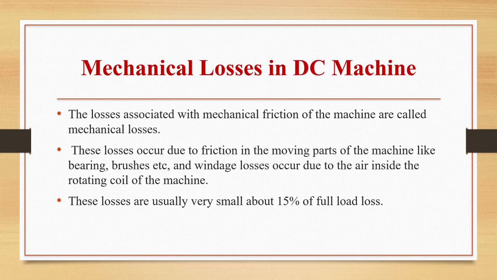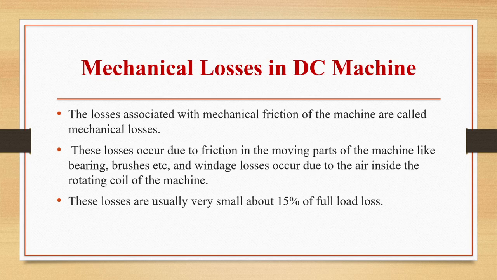So what are these windage and friction losses? Friction is nothing but whenever two bodies are moving and rubbing, touching each other. So what is happening? Sparks will occur at the brushes or bearings. Those losses are called friction losses. And windage losses are whenever air is inside the rotating coil, so rust can occur, or any other damage can take place. That is called windage losses. Friction and windage losses are the mechanical losses, because when the armature is moving, all these things are happening.